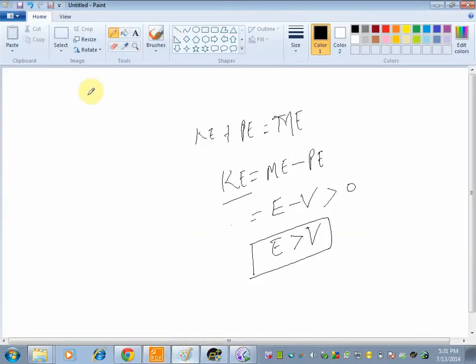For a particle executing SHM, there are two types of energies, kinetic energy and potential energy. This is equal to mechanical energy.